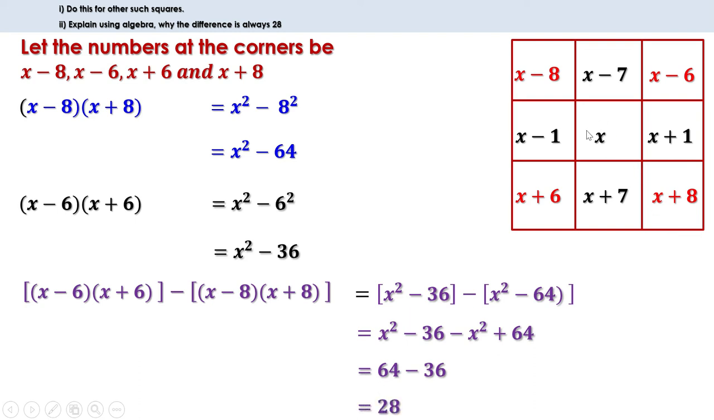When we give different values for x, we get all squares of 9 numbers. And whatever be the value of x, the difference of the diagonal product is always 28.